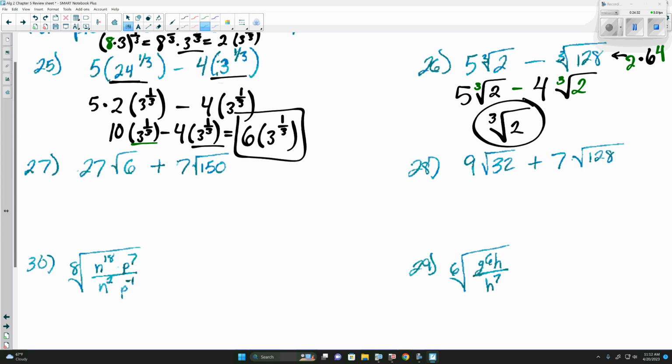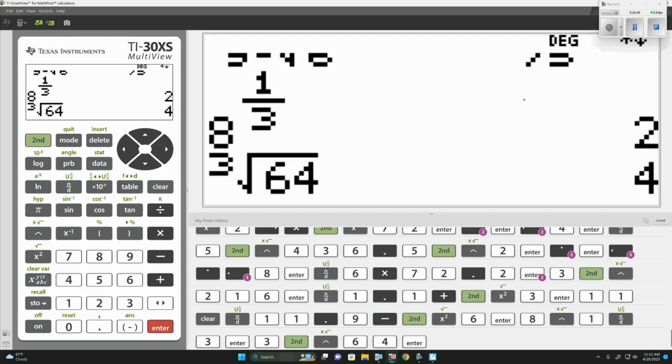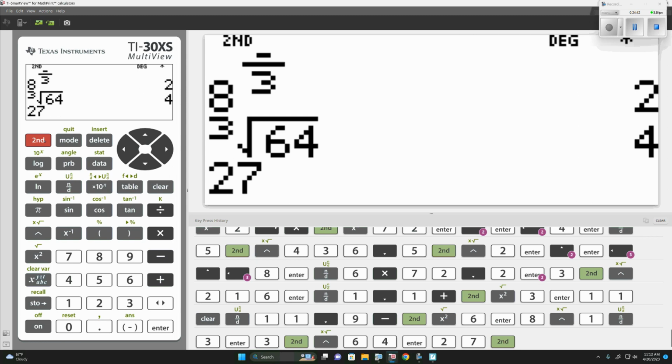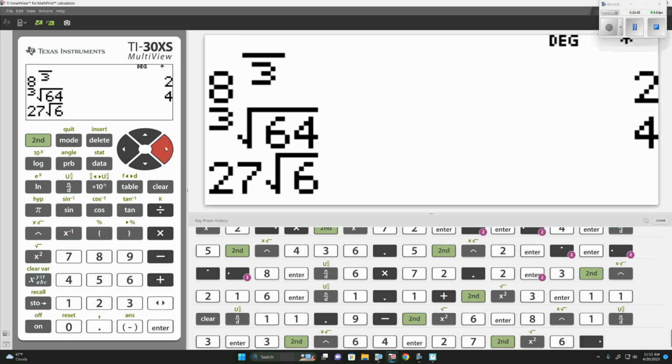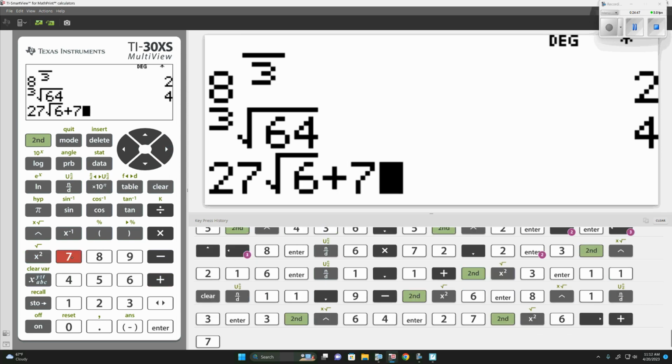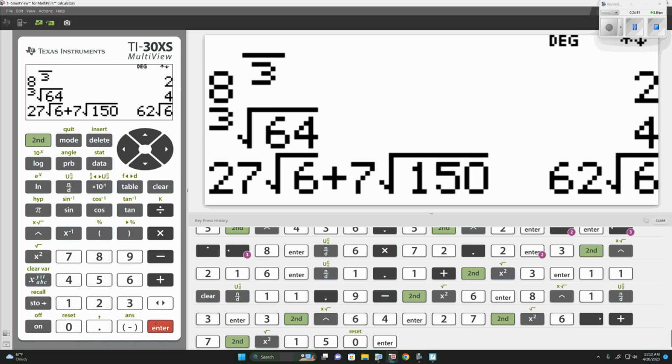Now, as I said at the start, the calculator works very well with radicals, and we've seen that. So 27, square root of 6, is square root of 6.